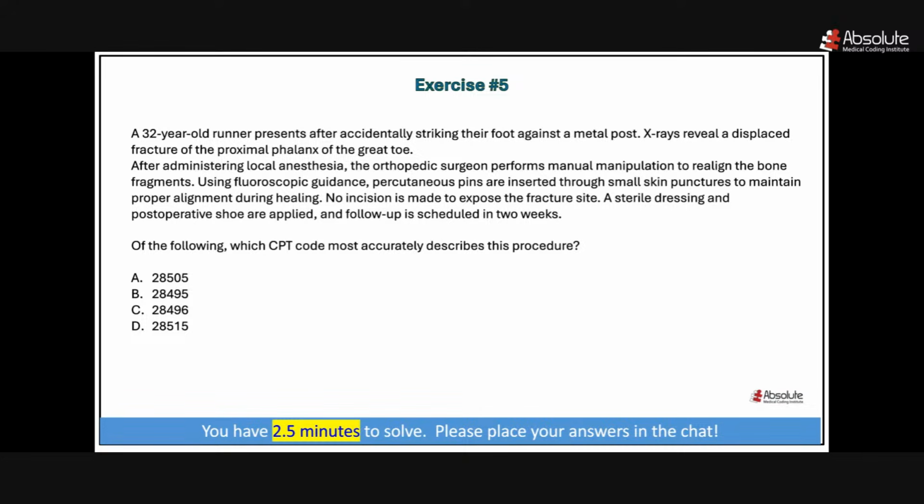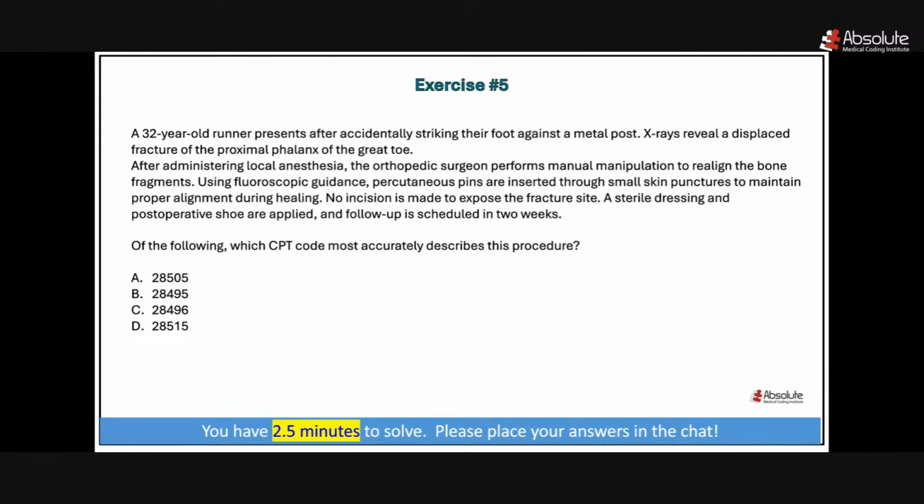A 32-year-old runner presents after accidentally striking their foot against a metal post. X-ray reveals a displaced fracture of the proximal phalanx of the great toe. After administering local anesthesia, the orthopedic surgeon performs manual manipulation to realign the bone fragments. Using fluoroscopic guidance, percutaneous pins are inserted through small skin punctures to maintain proper alignment during healing. No incision is made to expose the fracture site. A sterile dressing and postoperative shoe are applied. Follow-up is scheduled in 2 weeks.